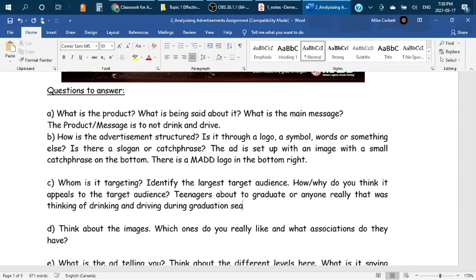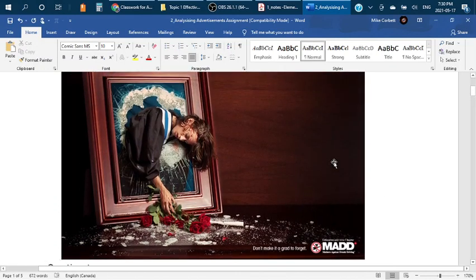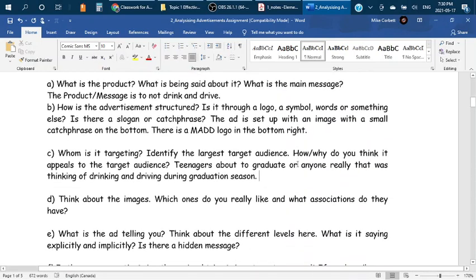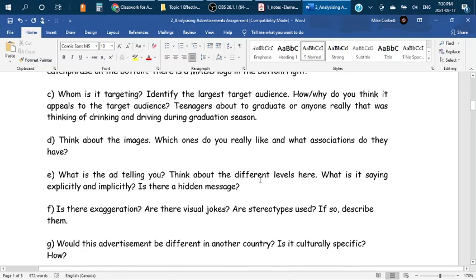graduation season. So really, I mean, this might not be the teenager who was drinking and driving and got themselves in an accident. It could have been that they were on their way home from their graduation and got into a car accident because the other driver was driving drunk. So it really could go anywhere, but teenagers about to graduate, or anyone really that is thinking about drinking and driving during graduation season.